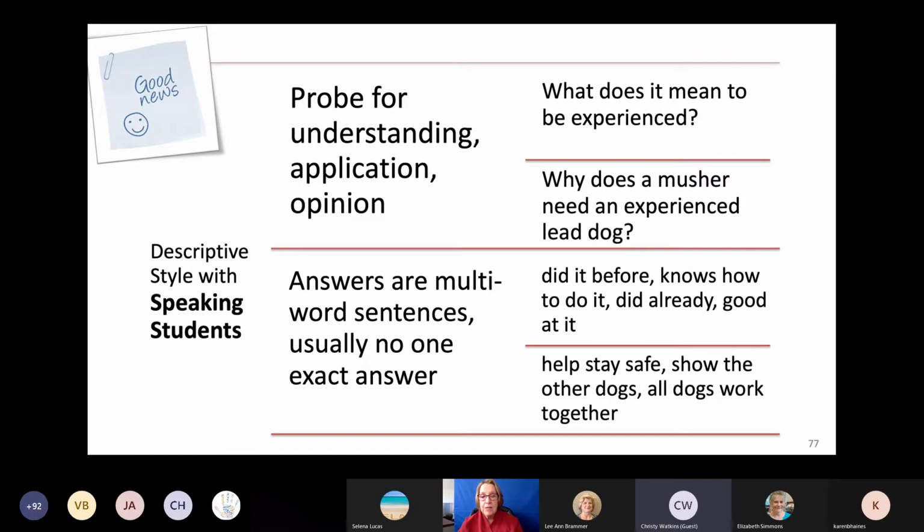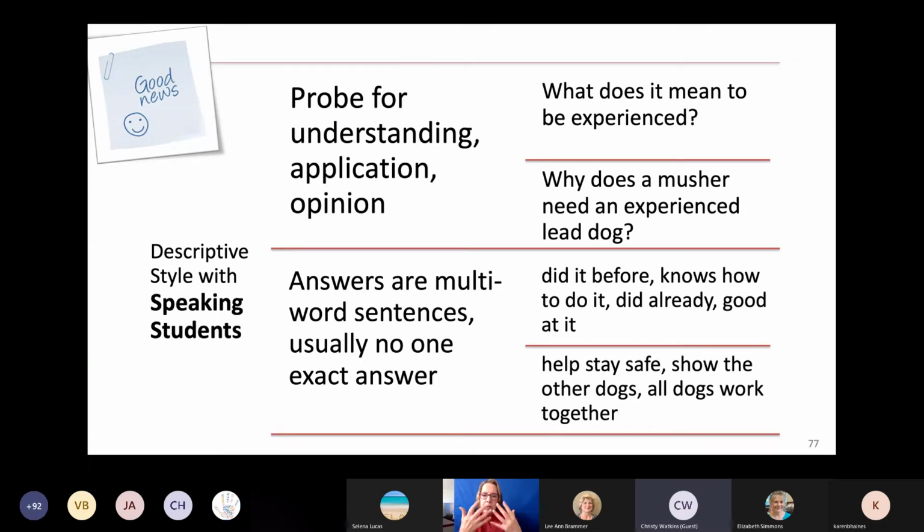And with descriptive teaching, teachers are already doing it. They already ask questions of their speaking students that probe for what did the kids understand? What could they apply from this lesson? What's their opinion about it? This is already part of what they ask. They'll ask a question, well, would you like to be a musher someday? What do you think it's like to be a musher? Have you ever spent all day out in the snow in Florida? What do you think that would be like? They already do this with the speaking kids.